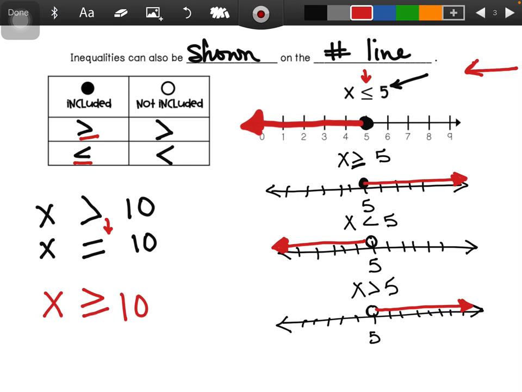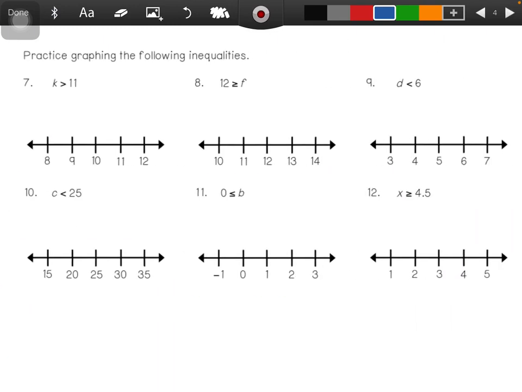Okay, so the biggest thing you need to understand is, does it have this extra line at the bottom that means equal to or not? If it does, then it gets the solid. If it does not, it just gets a hole. Okay, let's look at graphing a couple of these.